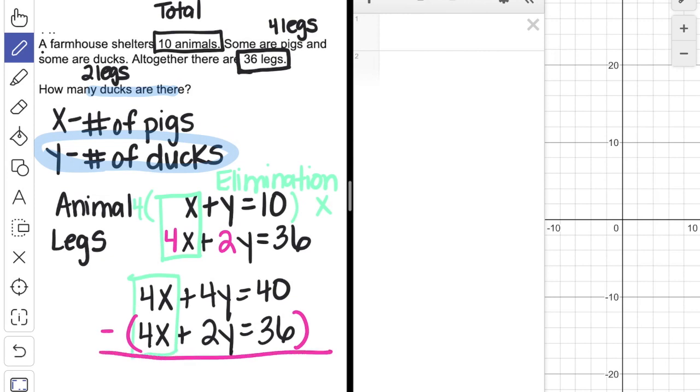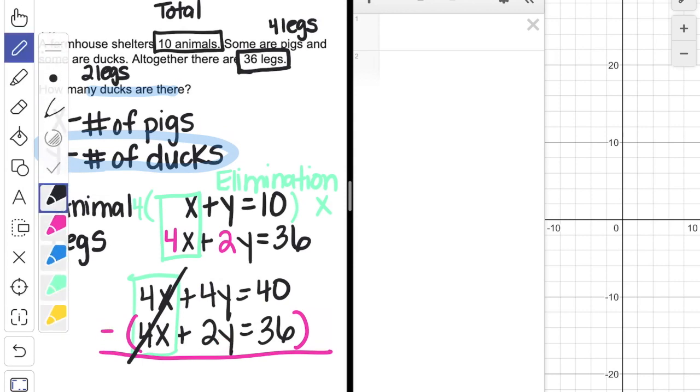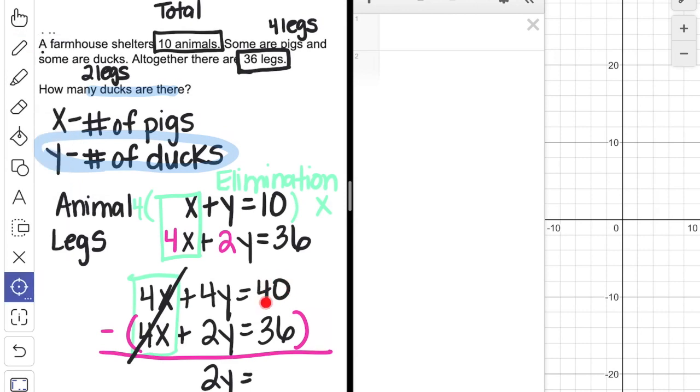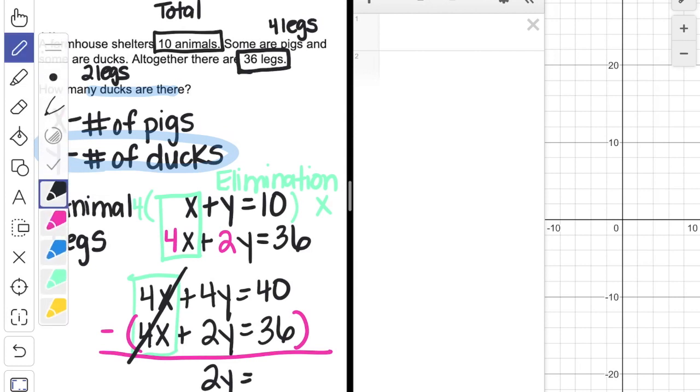So 4x minus 4x, that's going to give me 0. So that's going to cancel or eliminate. Then I have 4y minus 2y. So that's going to give me 2y. And then I have 40 minus 36. So 40 minus 36, that's going to give me 4. And then, of course, we're going to finish and solve by dividing by 2. So y is equal to 2.